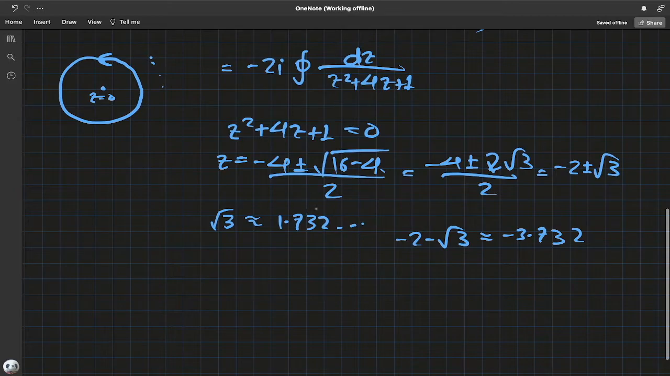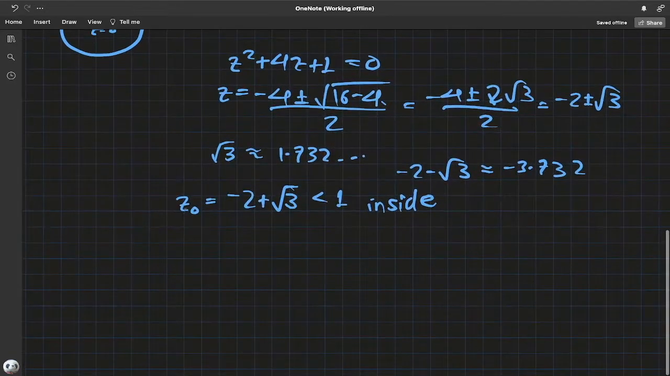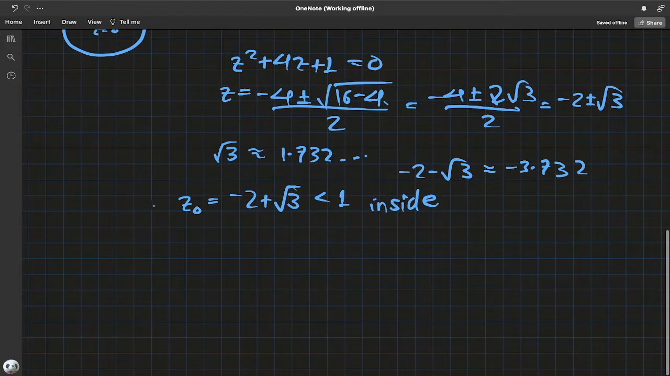On the other hand, z0, which I will now call negative 2 plus square root of 3, the magnitude of that is less than 1. So it's going to be inside the contour, and that's what we're going to care about, right? Because we only care about points inside. For that, it's a simple pole because it was a quadratic. You can factor it as z minus z0 and z minus this other root. So for a simple pole, it's pretty simple.